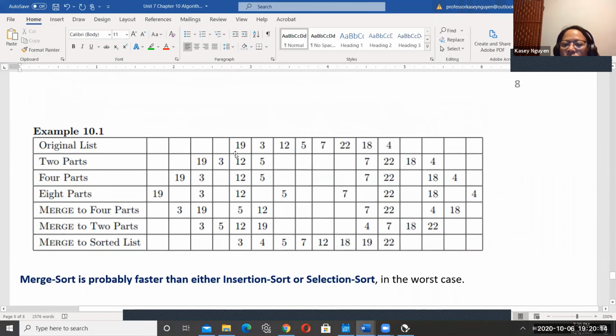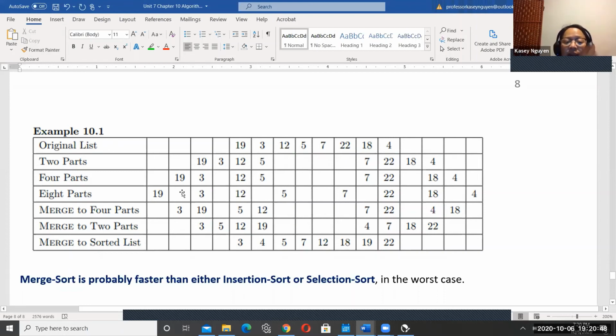So this is our original list. 19, 3, 12, 5, 7, 22, 18, and 4. Okay. We then cut it in half. The half marker is between 5 and 7. So on the left here, we have this list: 19, 3, 12, and 5. Then we break these 4 in half again, right? Sublist of 2, sublist of 2. Then we break it down to 1.